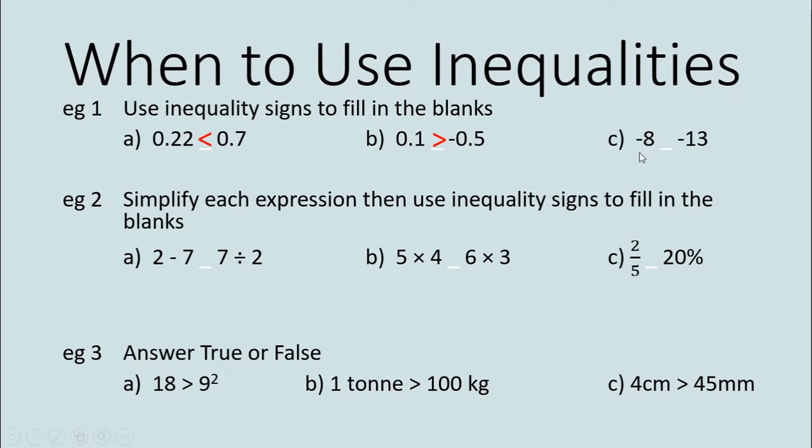When we have two negative numbers like we do in C, you have to remember the more negative a number is, the smaller it is. So negative 13 is more negative. It's further in the negative direction from 0 than negative 8 is. So negative 8 is bigger than negative 13.